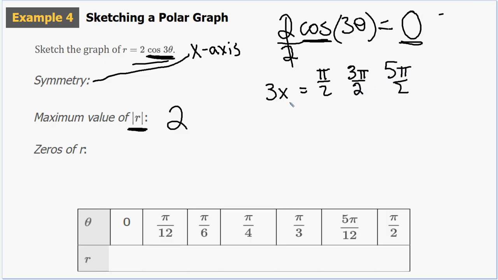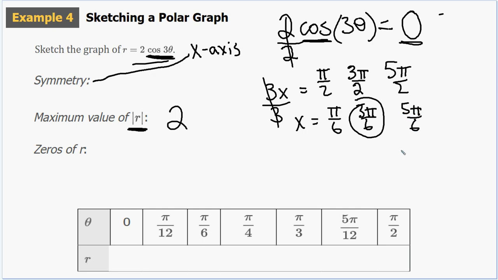Now, if I divide each side by 3 or multiply by a third, I would get pi over 6. 3 pi over 6 reduces down to a half pi. And then I would have 5 pi over 6 as my zeros. So let's see, zeros. Here's pi over 6, that's a 0. Pi over 2, way over here on the end of our table, that's also a 0.